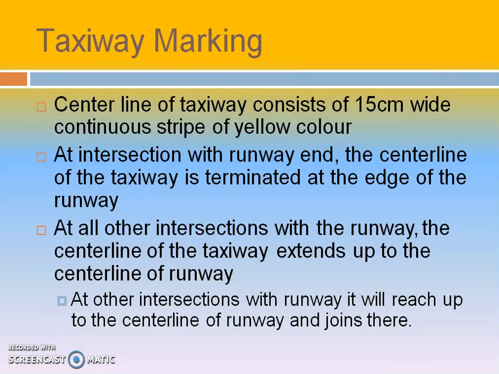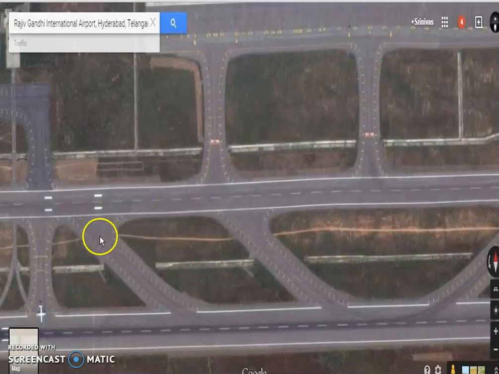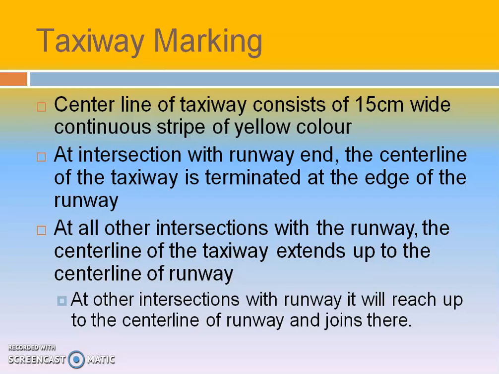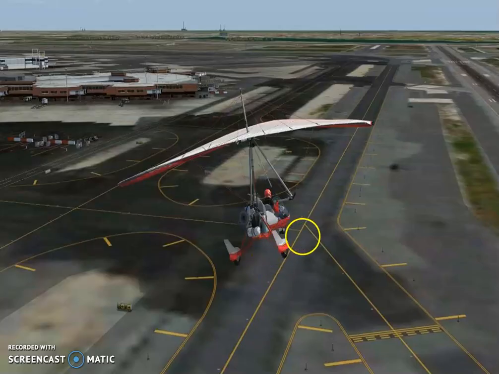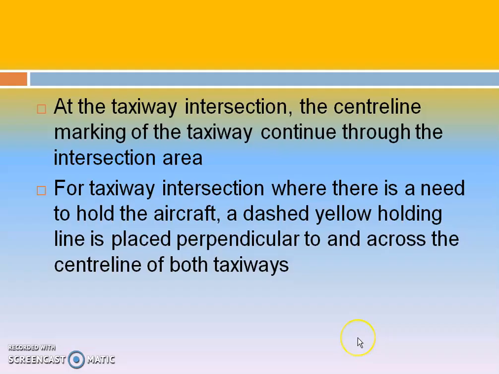Coming to taxiway marking, the center line of the taxiway consists of a 15 centimeter continuous strip of yellow color. See here, this is the taxiway. The center one is the runway, and the connecting lines are the taxiway. At the intersection with the runway end, the center line of the taxiway is terminated by the edge of the runway. See here, it is marked by the continuous yellow line.